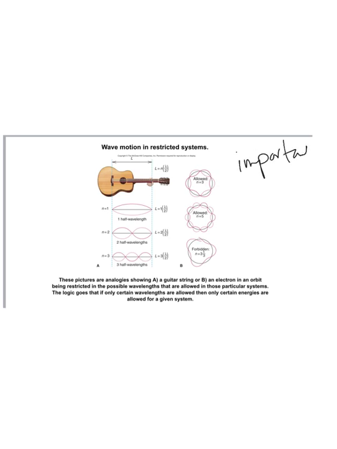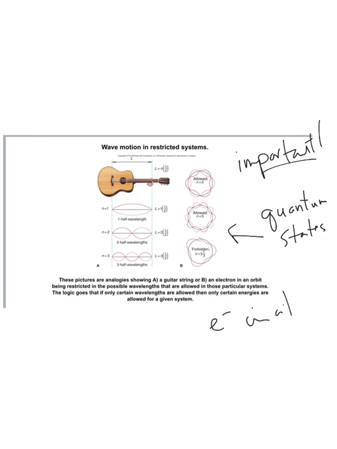I am going to write important. The reason is that this explains the idea that when you have a system, you have quantum states when electrons are in atoms. Now, what does this have to do with a guitar?